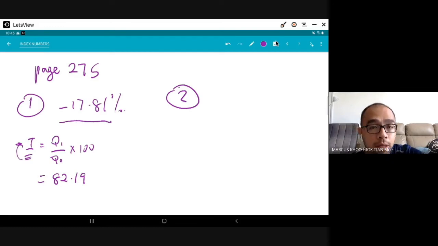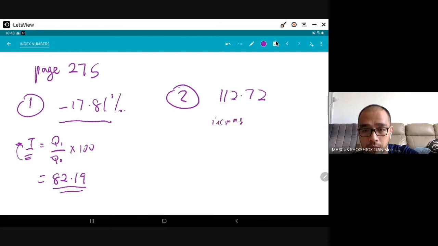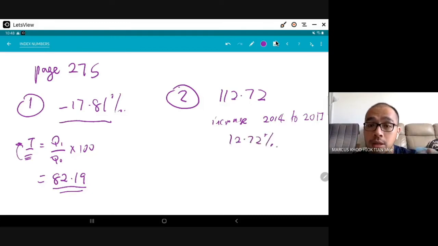Can you interpret this for me? What does this mean? The average money increased by 2,000. Oh, okay. So David's answer is 112.72. This is the index number. Good. So all I want to see is the word increase. From 2014 to 2017, increased by how many percent? By 12.72%. Okay, so this is the interpretation.